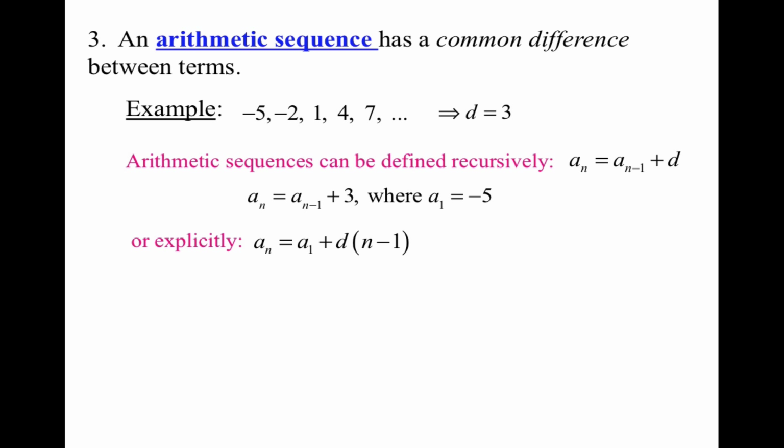Now you can also define it explicitly. When you define an arithmetic sequence explicitly, it represents the following equation: a sub n equals a sub 1 plus the common difference d times n minus 1. So a sub n equals -5, my starting value, plus my common difference, 3, times n minus 1. If I simplify that, I get 3n minus 8.